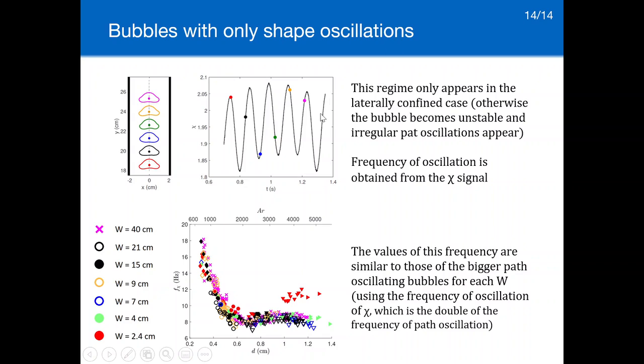So we use the frequency of the parameter chi in order to characterize the frequency of the bubble. And we compare it to the frequency of chi for the path oscillating bubbles, which is actually double the frequency of path oscillation. We can see here those are the bubbles that have only shape oscillations, and they actually have the same frequency of shape oscillation as the bubbles that have path and shape oscillations, which are a bit smaller than them, for the two confinements in which we observed this regime.